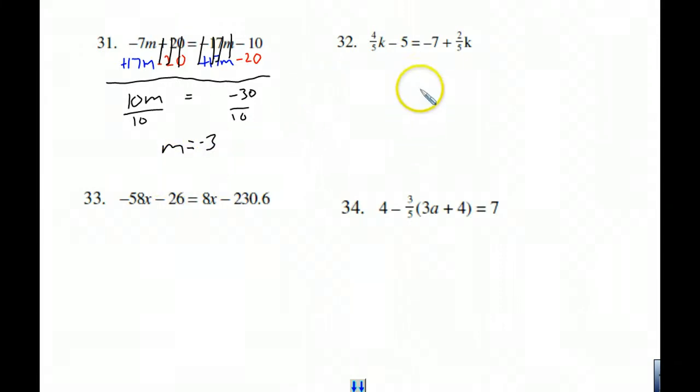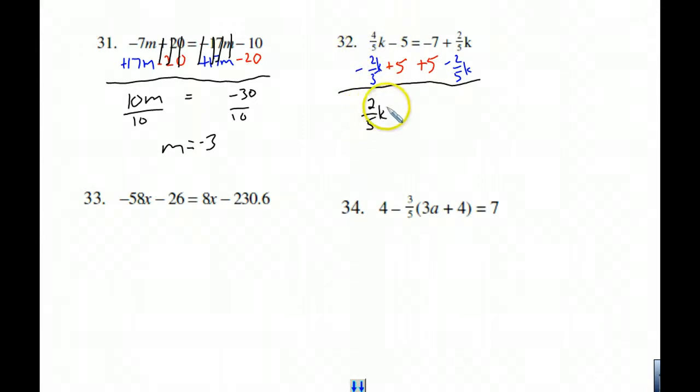Right, number 32. Go ahead and solve this several ways. We have common denominators, so it might just be easy to do the same steps. Let's get the variables on the left, numbers on the right. So I'm going to subtract 2/5 k on both sides. Then I'm going to add 5 on both sides. 4/5 minus 2/5 equals 2/5. 4 minus 2 is 2. So we have 2/5 k, that's 0. Negative 7 plus 5, that equals 2. And this part equals 0 as well.